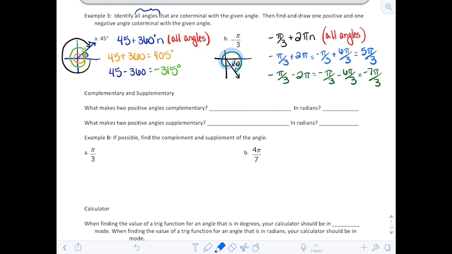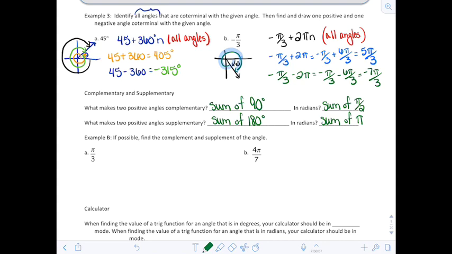What would make two positive angles complementary? Well, they would have to have a sum of 90 degrees. Now in radians, that's a sum of pi over 2, because pi over 2 in radians is the same as 90 in degrees. What would make two positive angles supplementary? You probably remember that's the sum of 180 degrees. And in radians, that's the sum of pi.